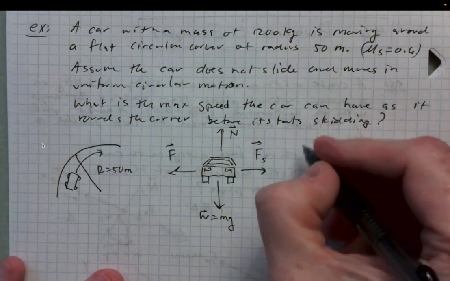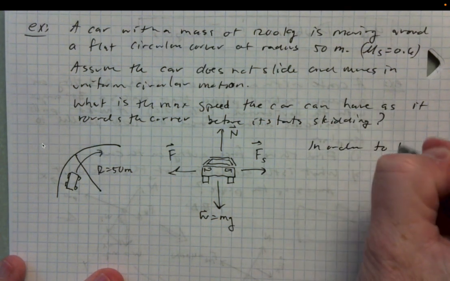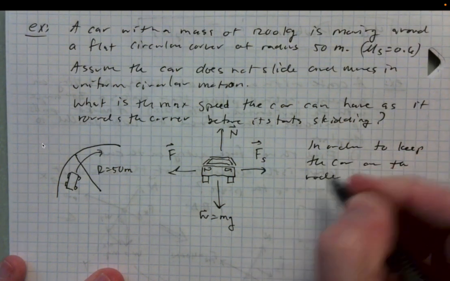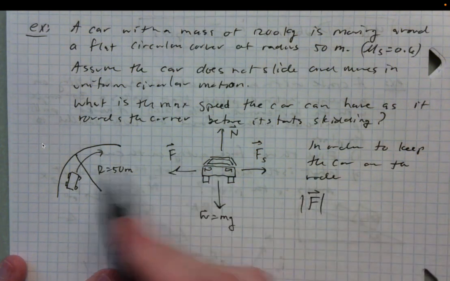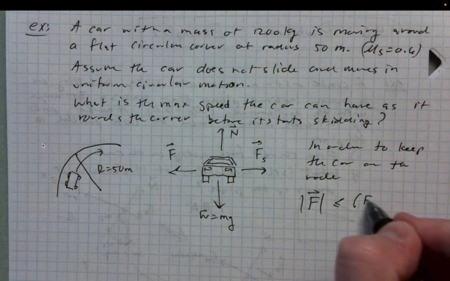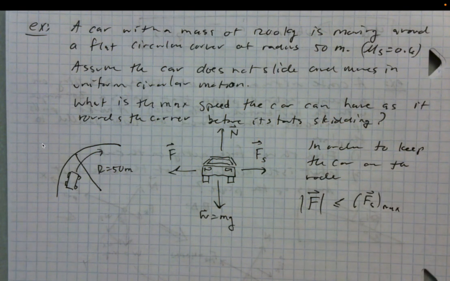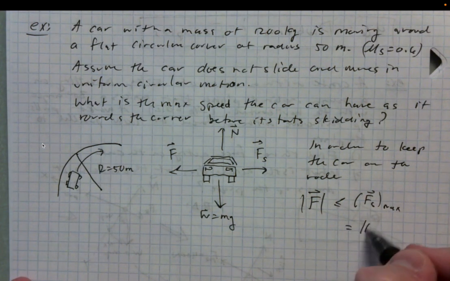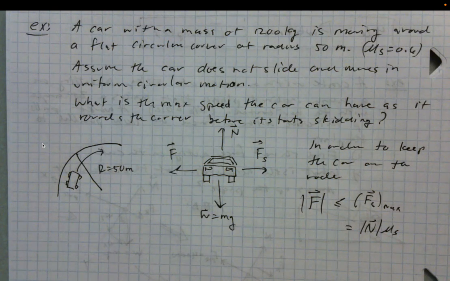So in order to keep the car on the road, the magnitude of the force trying to push the car off the road needs to be less than or equal to the static friction force, the max. And remember, this maximum static friction force is really just the normal force times the static friction coefficient. Remember that the static friction will increase up to this value, up to a magnitude of n times mu sub s. So that's all you really need to know.